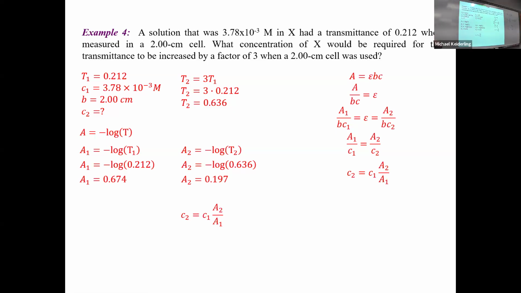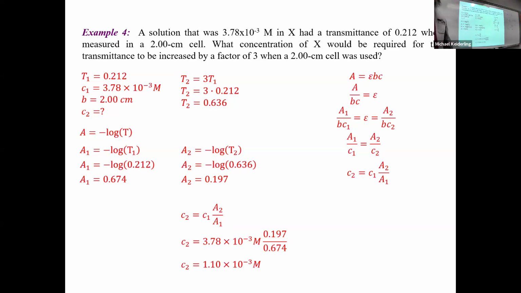So concentration 2 equals concentration 1 times absorbance 2 over absorbance 1. I'll re-upload these slides. I'll try to remember to do it by next week. So concentration 2 is going to be 3.78 times 10 to the minus 3 molar times absorbance 2, which is 0.197, over absorbance 1, which is 0.674, which comes out to 1.1 times 10 to the minus 3 molar.